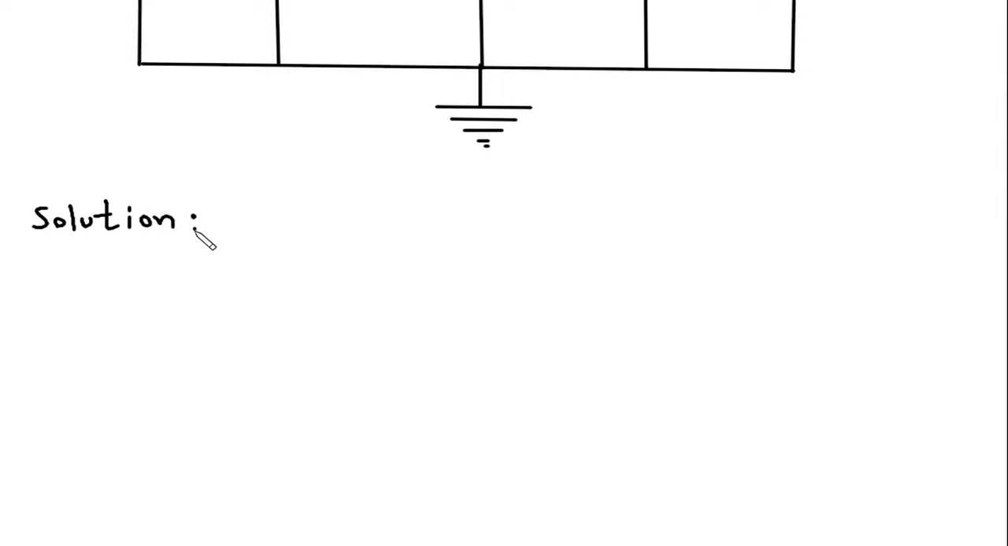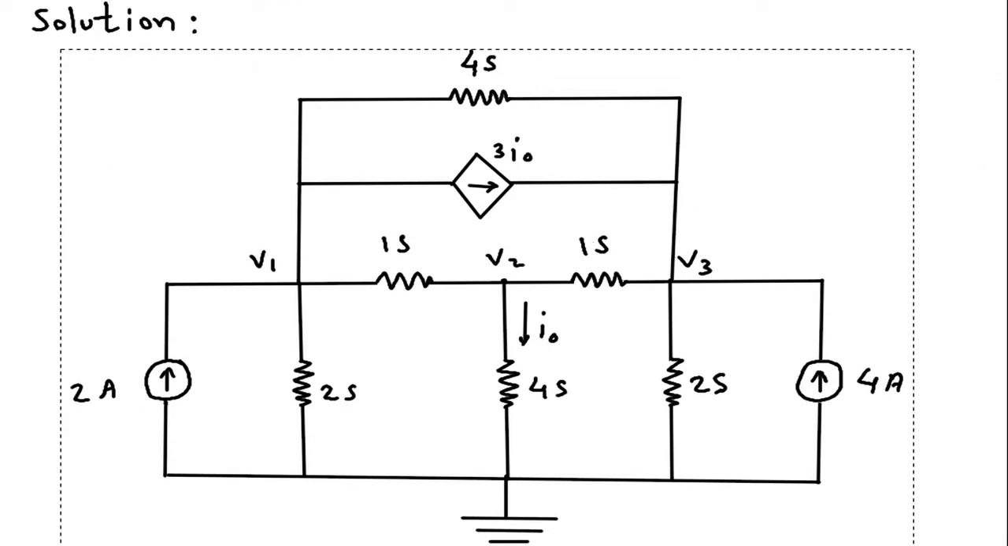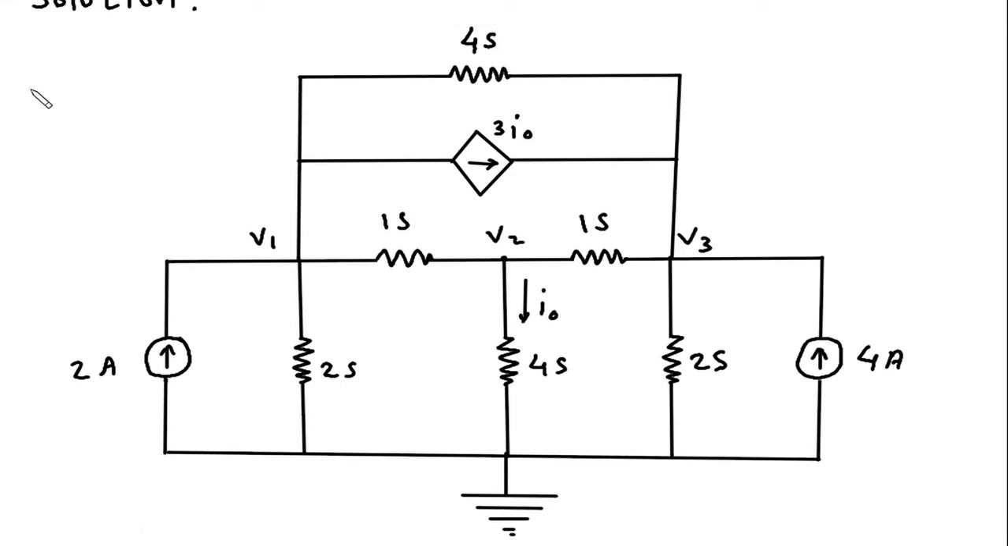Solution. First of all, we will redraw the circuit. Then we will assume the direction of current. Let's say this is current I1, this is current I2, this is current I3 and this is current I4 and this is current I5.